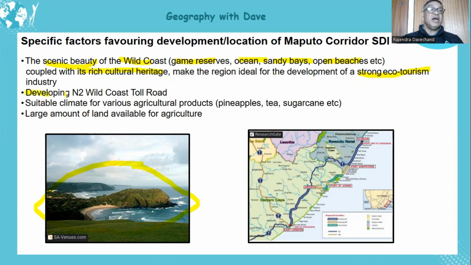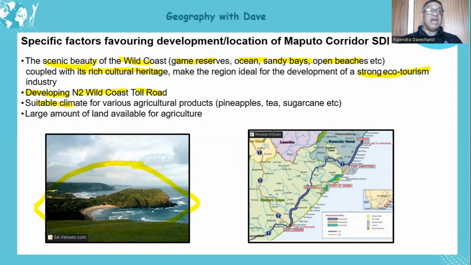Then there is the developing Wild Coast Toll Road. As we've been doing with spatial development initiatives, you need well-developed infrastructure to go through so that it can attract investors, because it creates so much accessibility. But I'm using developing because there are challenges relating to the development of this road. But as it's being built, it will be an advantage to the people around the area, with the bridges coming over the rivers and river mouths, etc. Okay, so that is definitely infrastructure development.